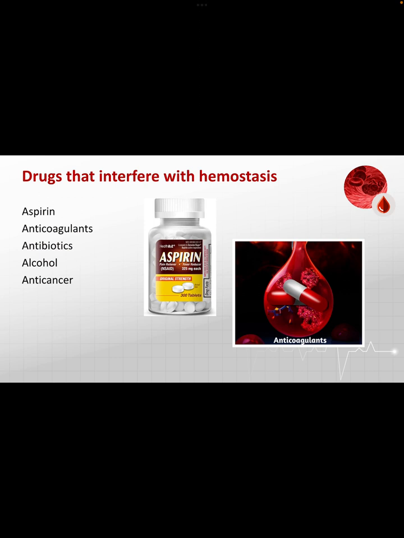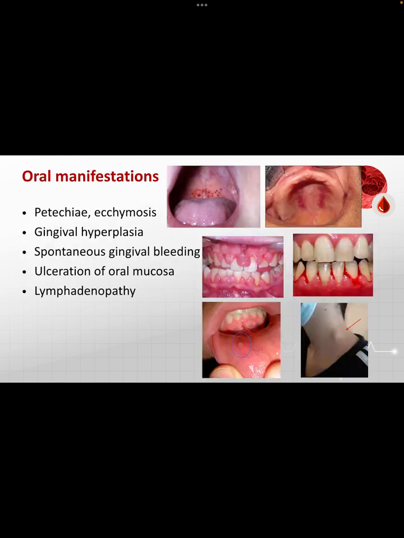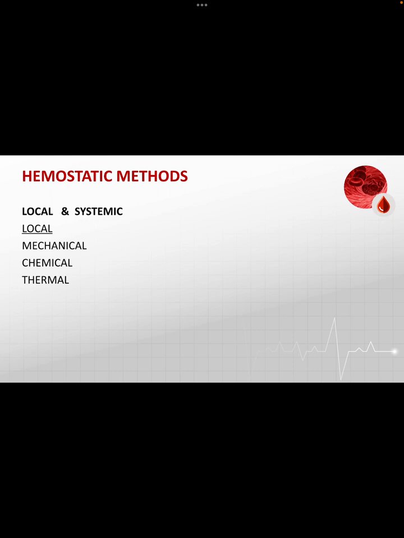There are some drugs which interfere with blood clot formation, such as aspirin and antiplatelet drugs which the patient may be taking due to cardiac disease, or anticoagulants, antibiotics, anti-cancer drugs or alcohol. These can prevent the stoppage of bleeding. Oral manifestations in individuals with bleeding disorders include petechiae, gingival hyperplasia, ulceration of oral mucosa and lymphadenopathy.